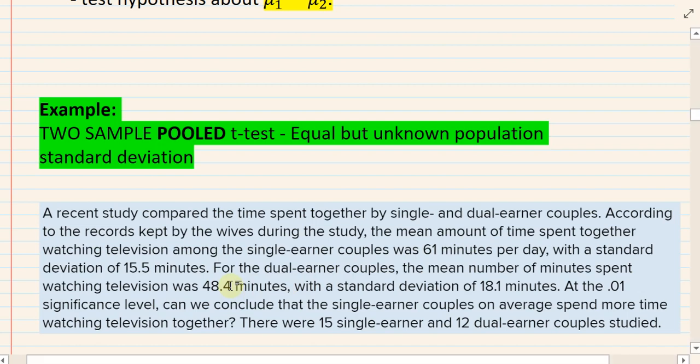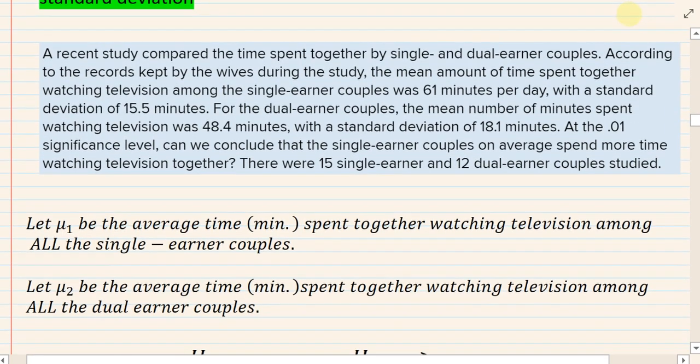So what we're going to do is run this in MegaStat. Okay, so what I've done here is determine the parameters of the two populations, so we know exactly what we are trying to estimate. I'm going to let mu1 be the average time in minutes spent together watching television among all single earner couples. Notice how inferential this is. This is for all of them. It's not just for the sample. The mean is a population mean, so this has to be for all single earner couples.